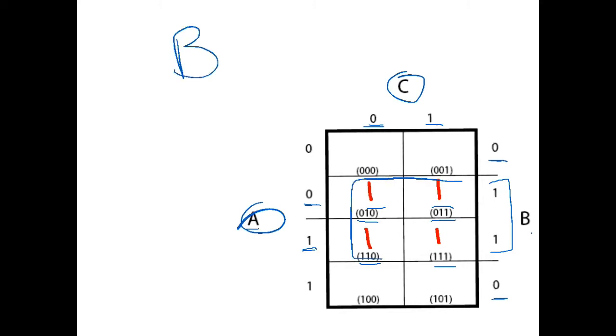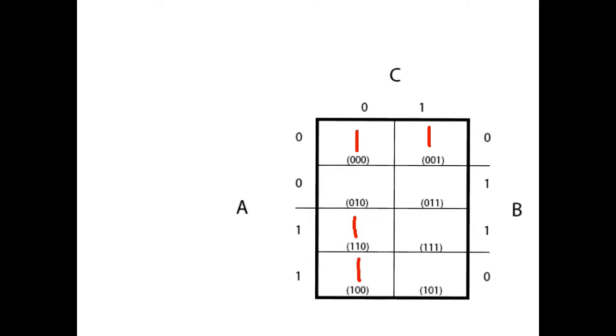So that was actually a grouping of four that allowed me to see that. So a lot of the simplifying of Karnaugh maps is about finding a pattern or finding a grouping and finding the expression to go with that particular grouping. So let's try one more.